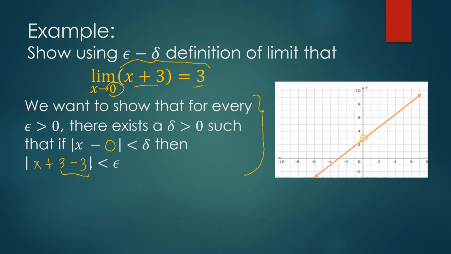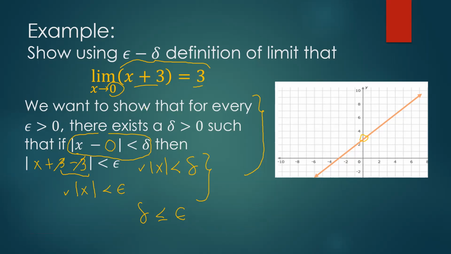Notice that you can simplify this part. These will cancel, so that means the absolute value of x will just be less than epsilon. Notice that in this part, the absolute value of x minus 0 can also be written as the absolute value of x, and that's less than delta. So, comparing these two, they're almost the same. That means our delta is less than or equal to epsilon. So for every epsilon, you can get a delta that is less than or equal to it.